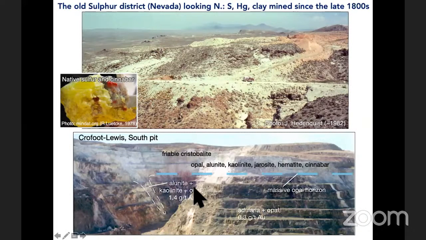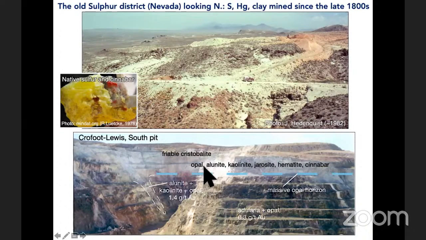This is an elongated open pit because they were mining a higher grade gold structure. And this structure was feeding, like this one, within propylitic alteration rock, a steam heated zone at the surface. If you want to read more about it, there's a fantastic paper by Ebert and Rye in 1992, where they describe a massive opal horizon below this steam heated profile, consisting of friable silica, opal, alunite, kaolinite, jarosite, hematite, cinnabar.